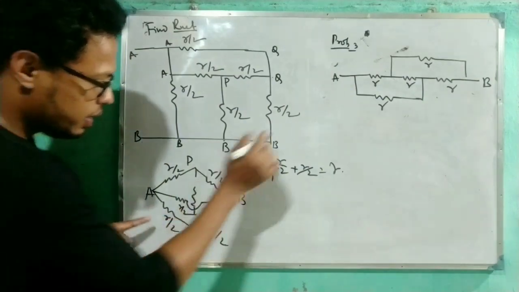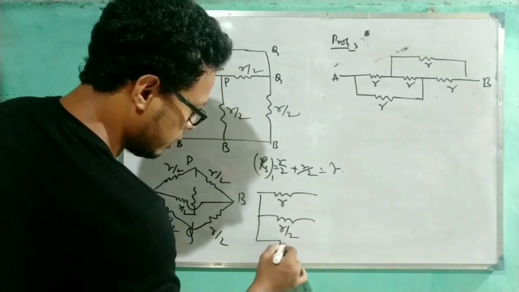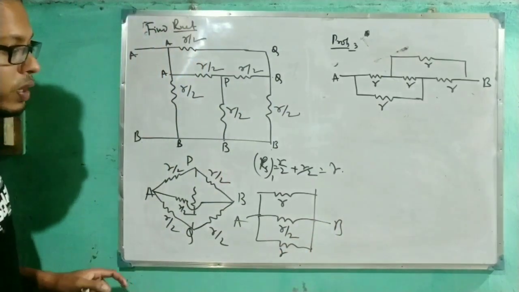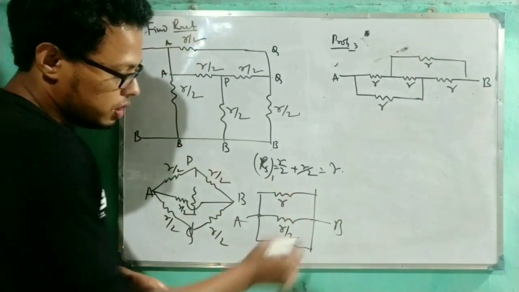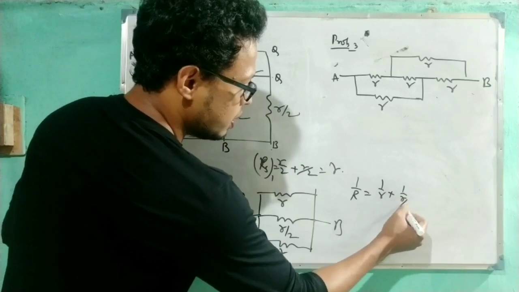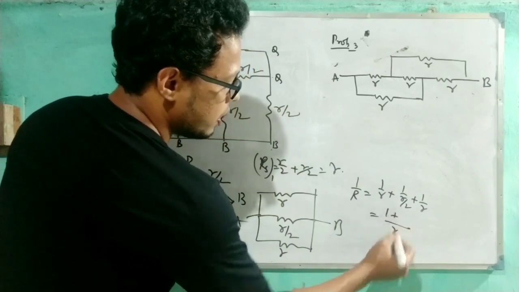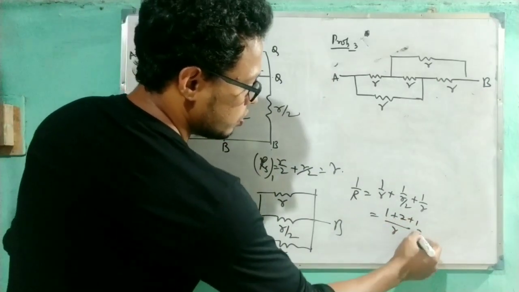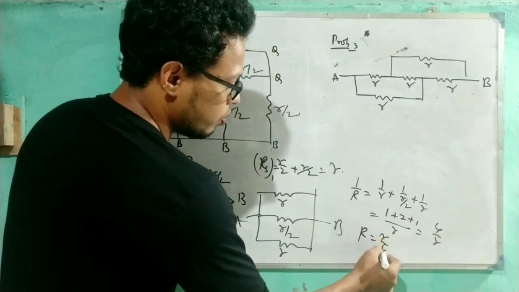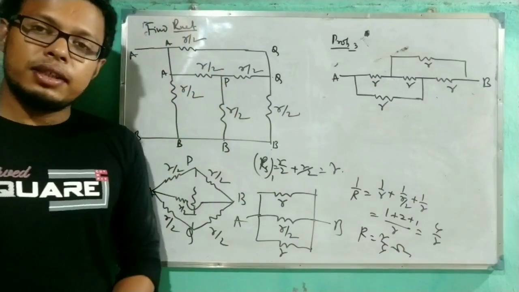So here the net circuit will be R by 2, and this is R, between A and B. Now they are parallel, so we can apply the equation 1 by R equals 1 by R plus 1 by R by 2 plus 1 by R. So this will be 1 by R times (1 plus 2 plus 1), which is 4 by R, meaning R equals R by 4 ohm. This is how we can calculate the equivalent resistance.